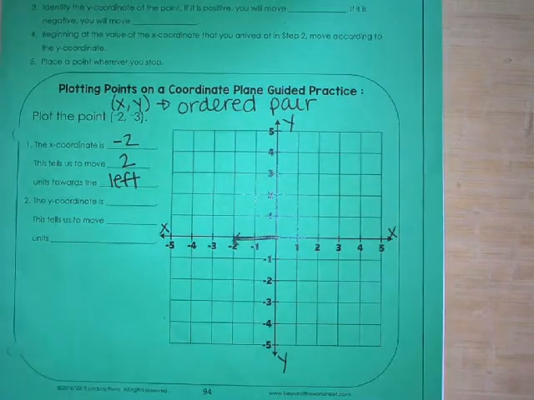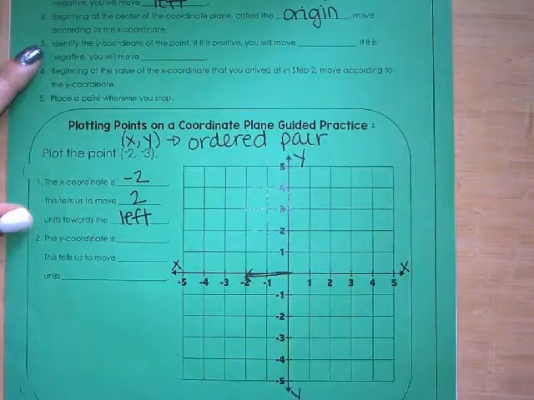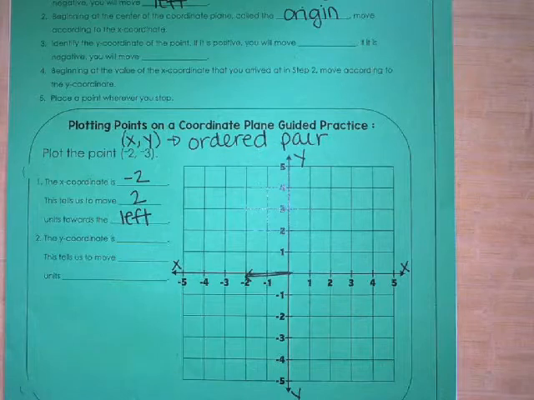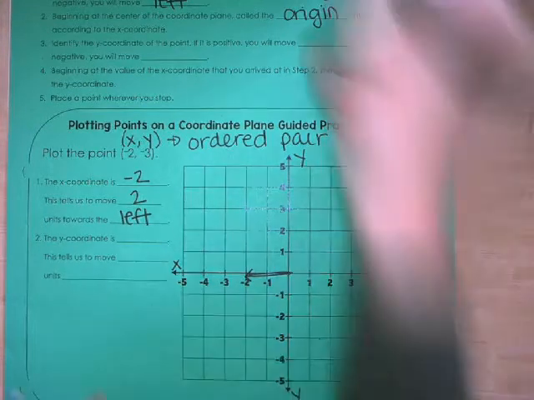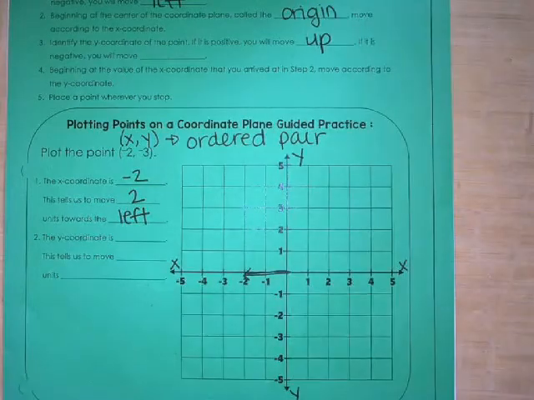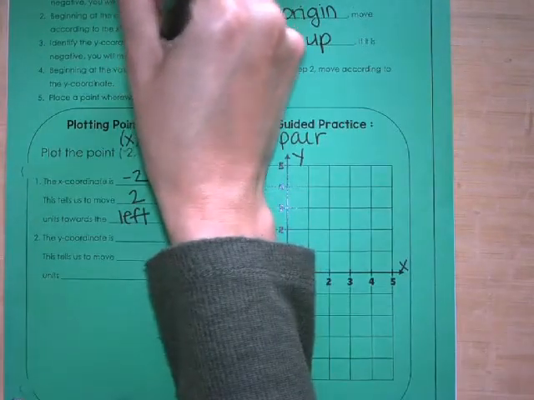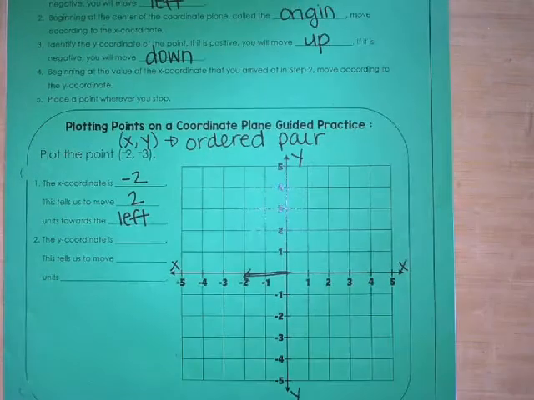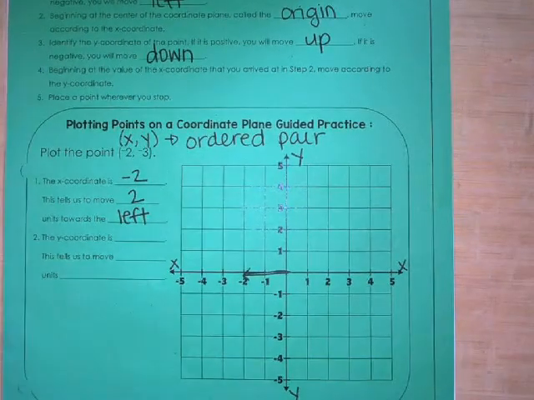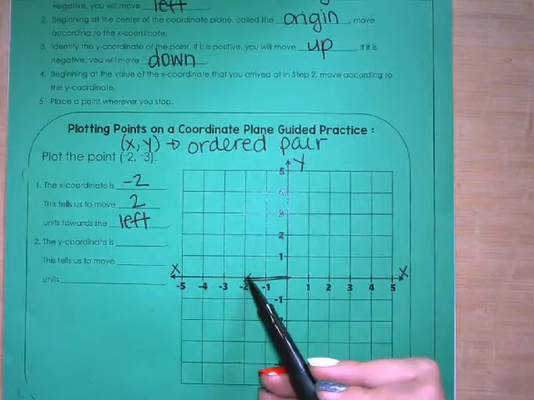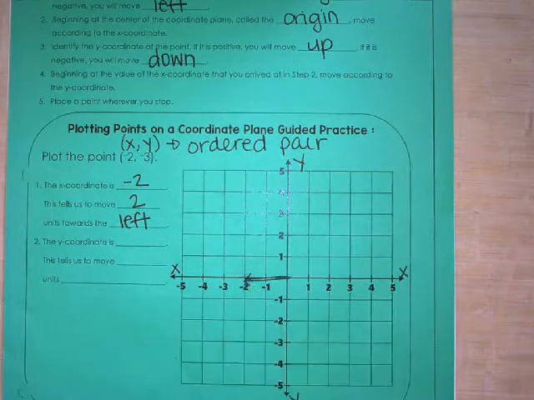Okay, back up above. Step number 3. Identify the y-coordinate of the point. If it's positive, you will move what direction? Y-coordinate. Up. If it's negative, you will move down. And then it says beginning at the value of the x-coordinate, so we're on that -2. And then you will go from there.